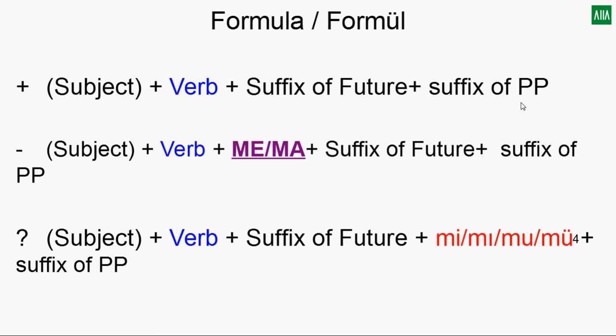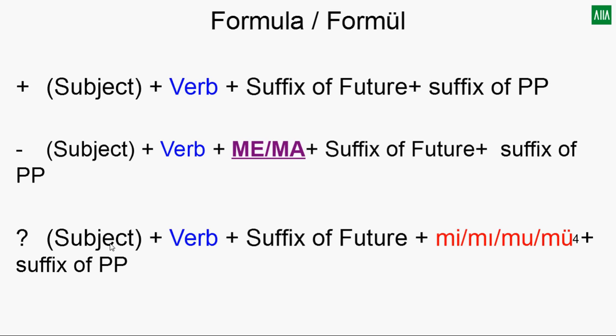The other way is subject pronouns. So here, this is the formula for positive. And to make negative sentences, we have to use verb plus me or ma, which is the negative form. To make negatives in Turkish, you use me or ma, the suffix of future tense, and after that the suffix of personal pronoun. The only difference here is that you put me or ma after the verb.